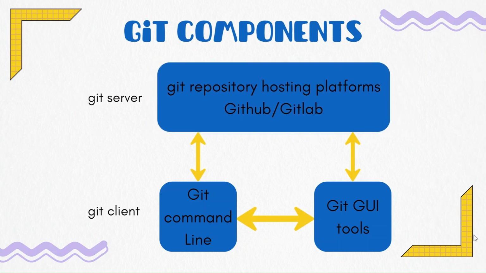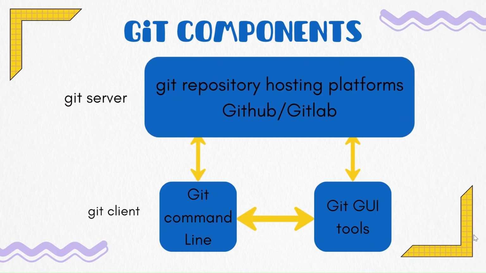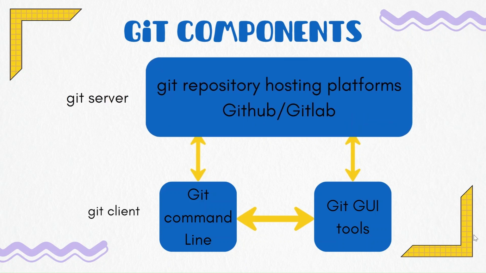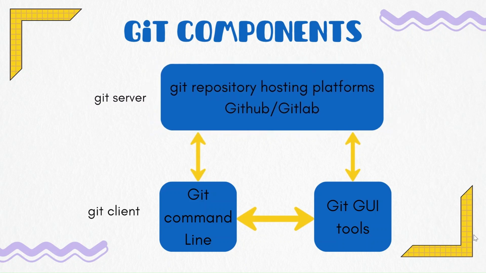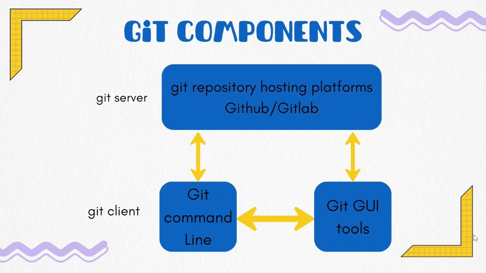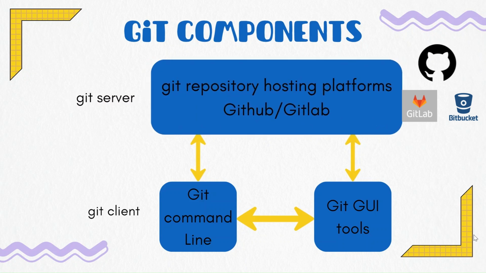It hosts your remote repositories, which typically contain the most up-to-date and stable version of your code. You can either set up your own Git server for more control, or use third-party hosting services to save time and effort. Examples of Git servers are GitHub, GitLab, Bitbucket, etc.